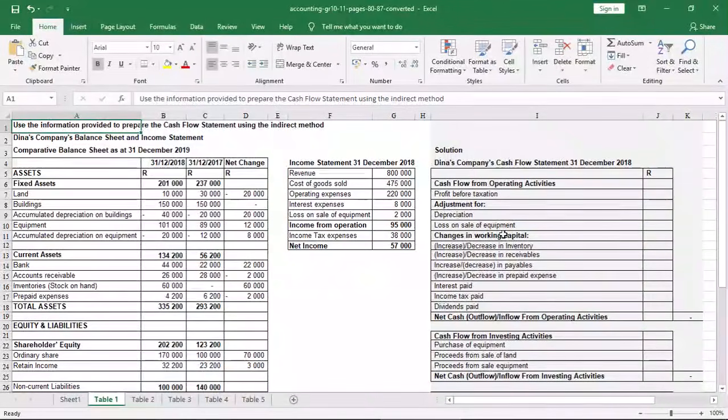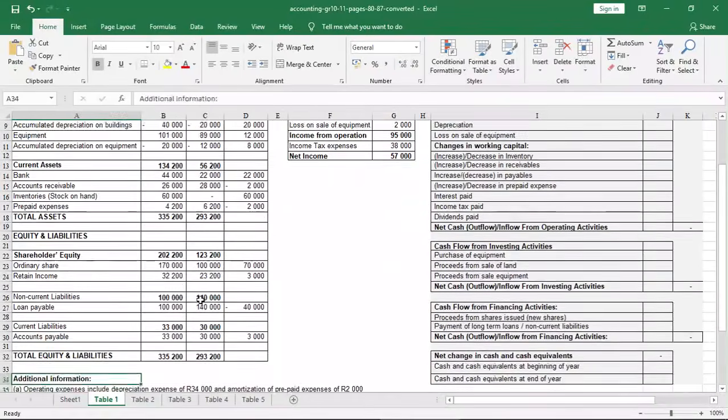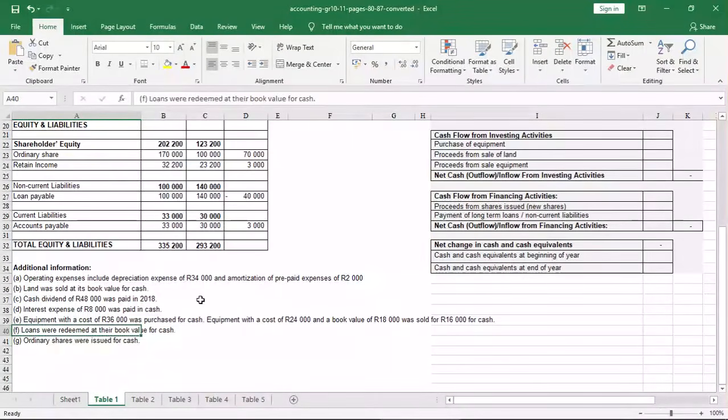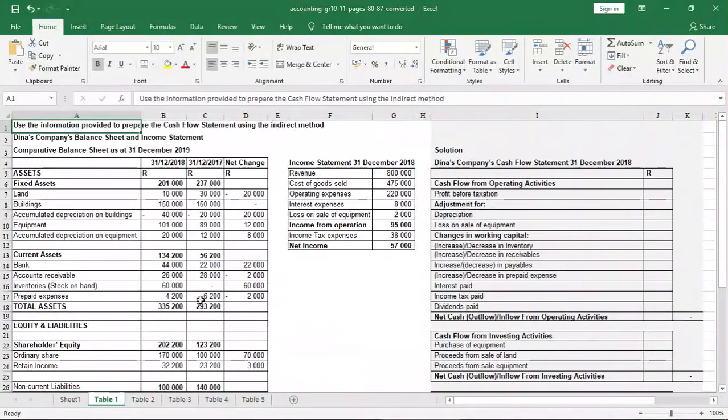So we are given information on the right here in white. We are given information that we need to use to do the cash flow statement. And at the bottom here, we have additional information. So always bear that in mind as we go along. We'll be looking at the additional information too. We are asked to use the information provided to prepare the cash flow statement using the indirect method.